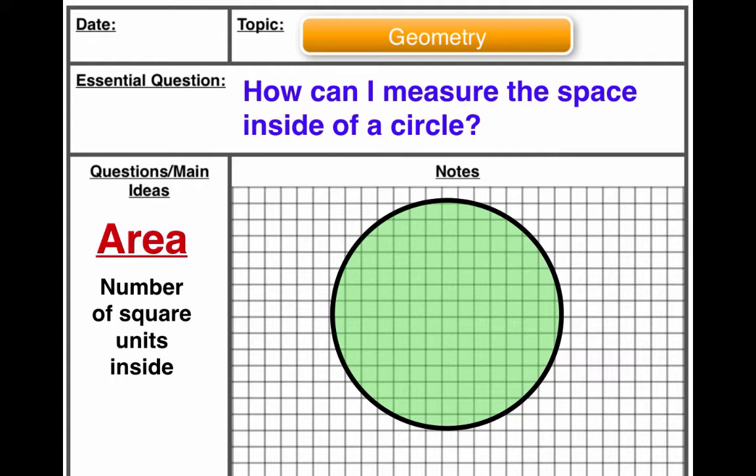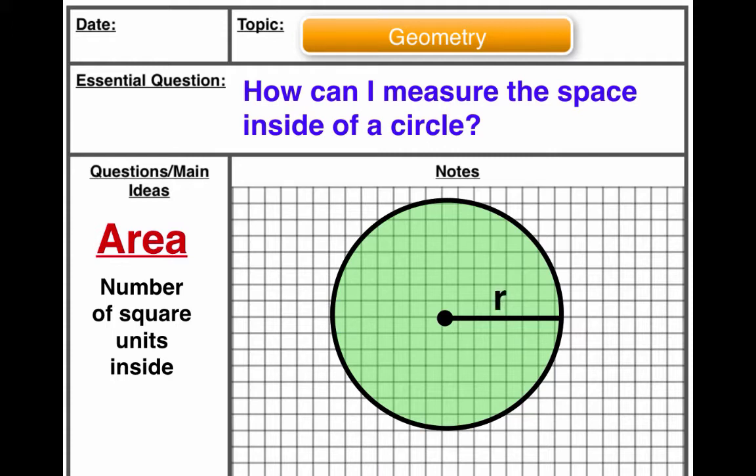But that's really hard to do. Imagine going in and trying to trace all the squares inside of that circle and get an exact measurement. Imagine how much of a pain that would be on big circles. It's kind of a lot of work. So we've come up with some ways to get around having to do all that hard work. We've come up with a formula.